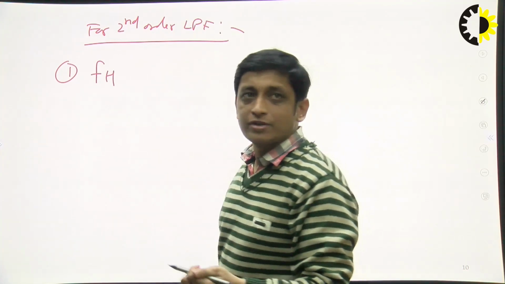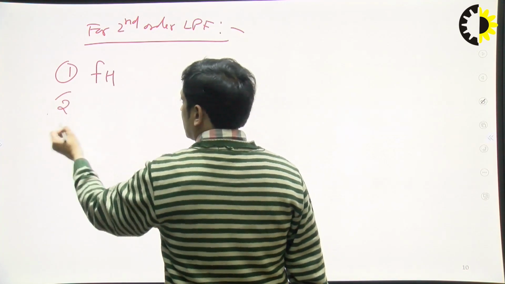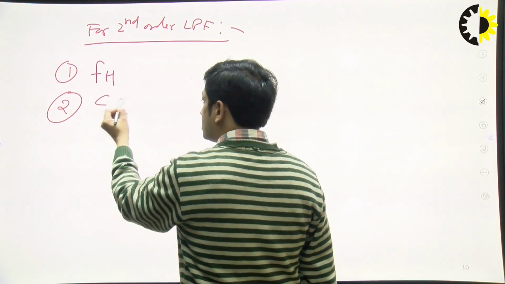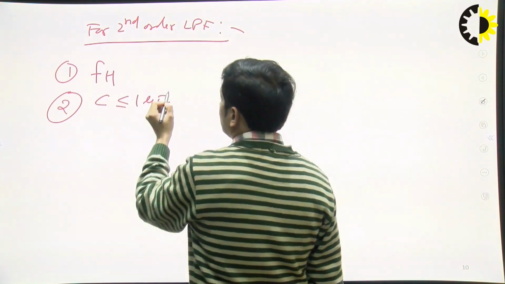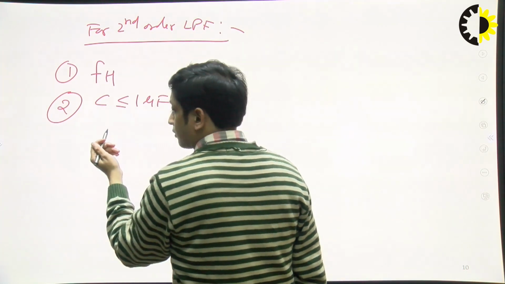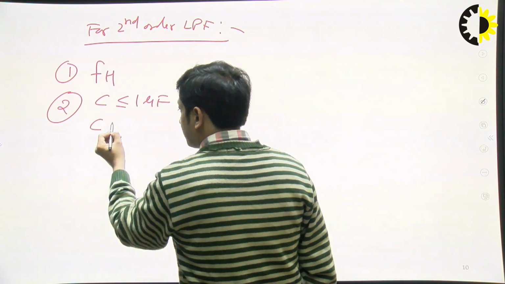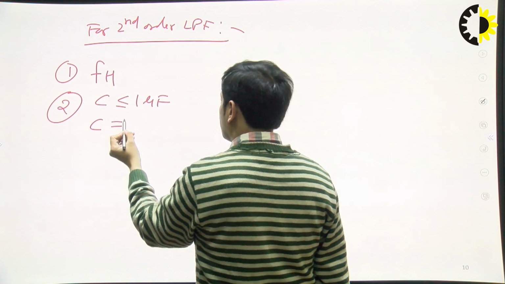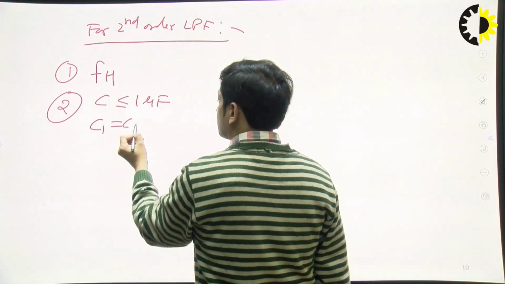Normally in the numerical, FH is given. Step 2 is take some value of C, that C should be less than or equal to 1 microfarad. Since in the second order filter we require 2 capacitors, for mathematical simplification we are taking C1 is equal to C2 is equal to C.